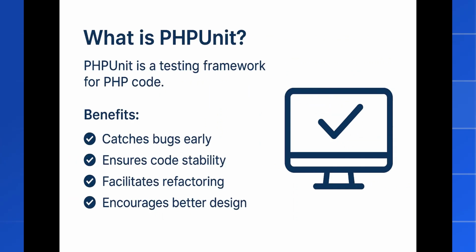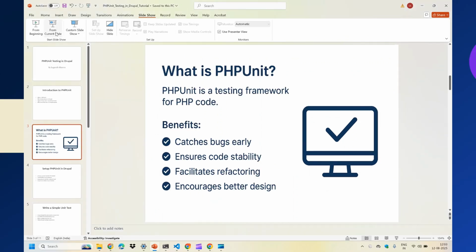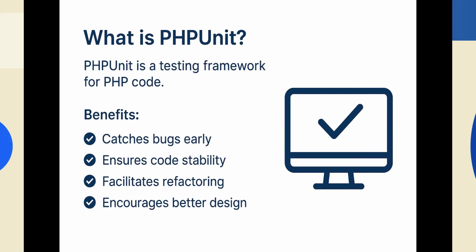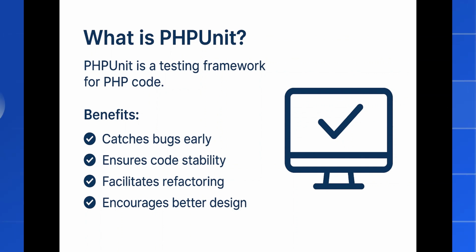Some key benefits include improved code quality, easier debugging, confidence in making changes, and better team collaboration since everyone can trust the test results. In short, PHPUnit isn't just a testing tool, it's your code's safety net, keeping your application stable, reliable, and future proof.